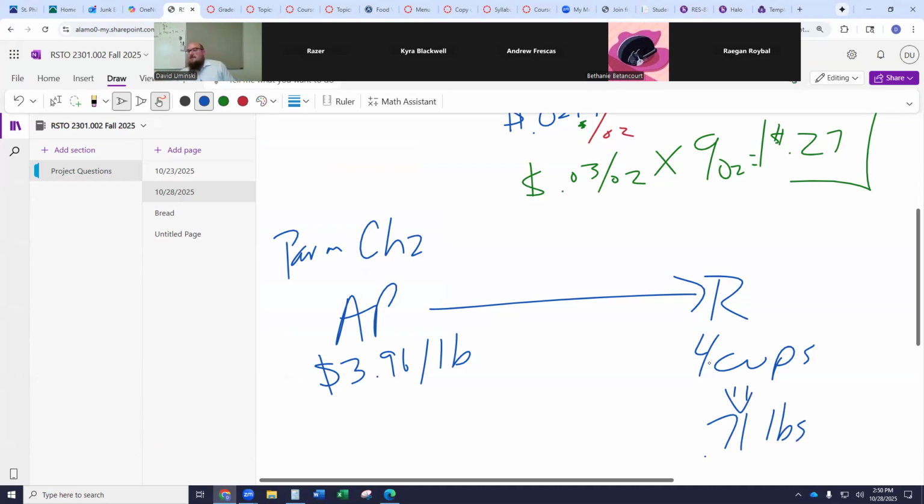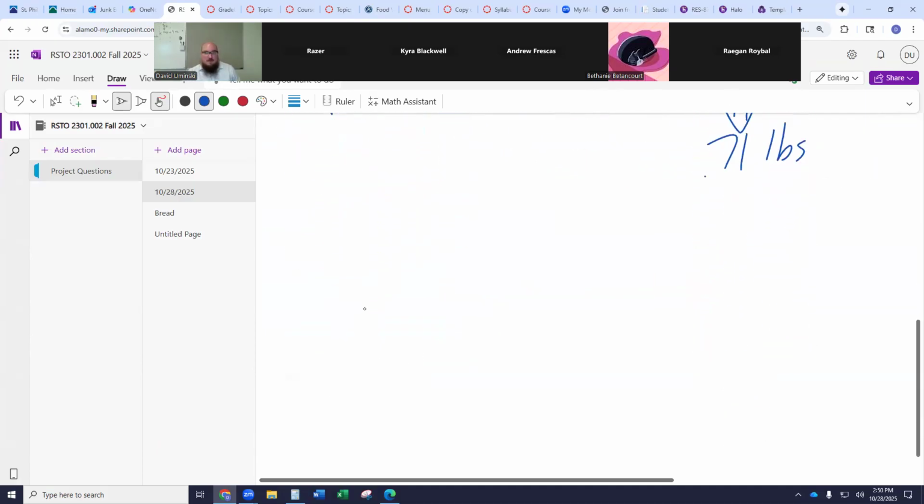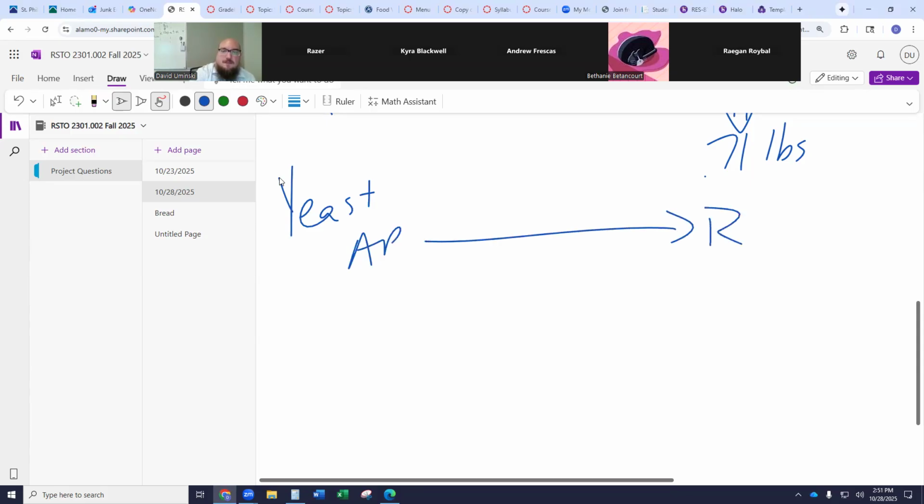So for the AP it was 2.66 a pound, and then the recipe calls for 1 ounce. We were trying to convert it on there, but what I'm thinking is you convert the ounces to the pounds, because that's what the pounds is for purchasing. And then you multiply that.